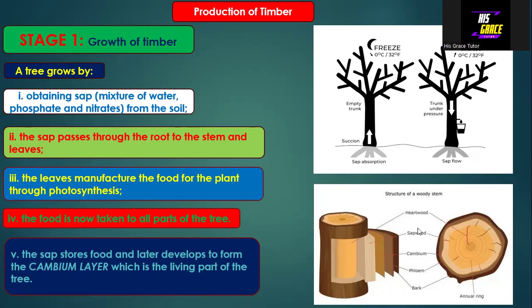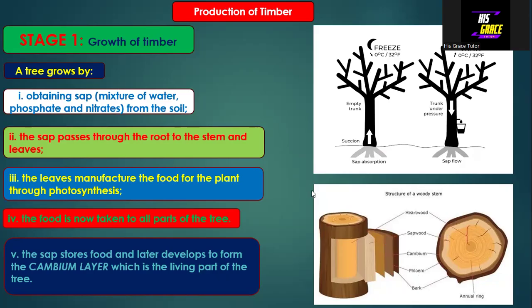Now, this diagram that we have here is showing us the structure of wood stem. And if you look at this structure very well, the parts of the structure of wood stem are what we see here. We have the heartwood, we have sapwood, we have cambium layer, we have phloem, we have bark, and we have annual rings. Okay, so it's very important that you pause this video and look at this structure of the wooden stem.